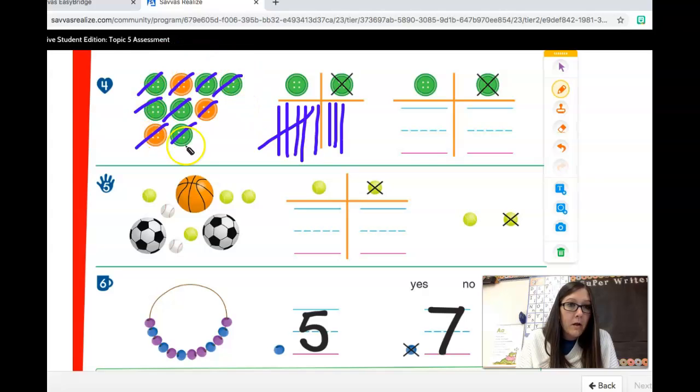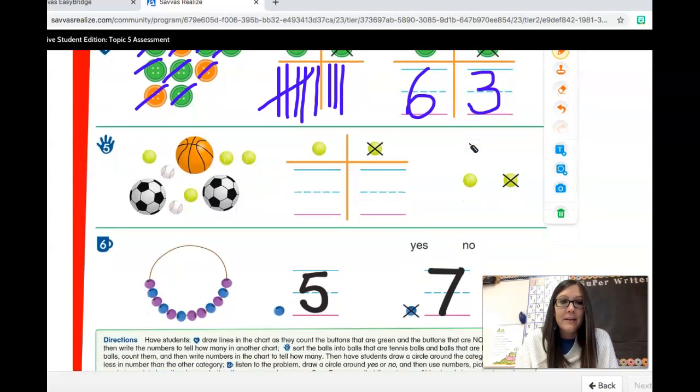All right, did we get them all? We did. Now let's take a look at our chart. We have a lot of tally marks to look at. On this side, for the greens, we have 5, 6. 6 green buttons. How many that are not green? 1, 2, 3. 3 buttons that are not green. Great job.